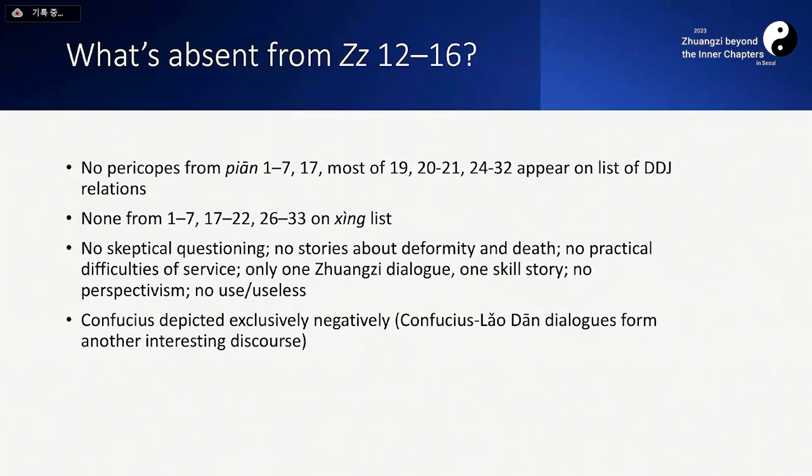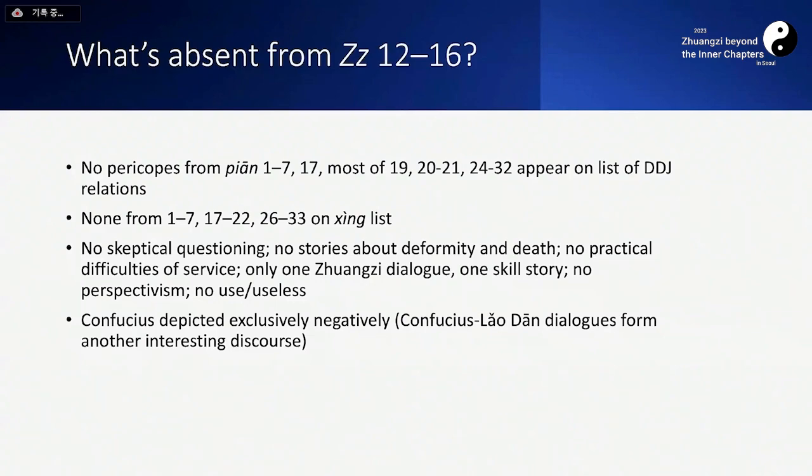There are no colorful stories about disease, deformity, and death. There's no wrestling with the practical difficulties of service as there are in Book 4, Jianshi. There's only one dialogue in these books with Zhuāngzǐ as a character. There's only one skill story, the wheelwright story, which of course in this context seems unrelated to any other material in 12 through 13.